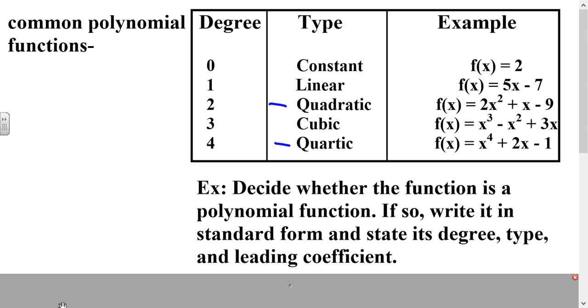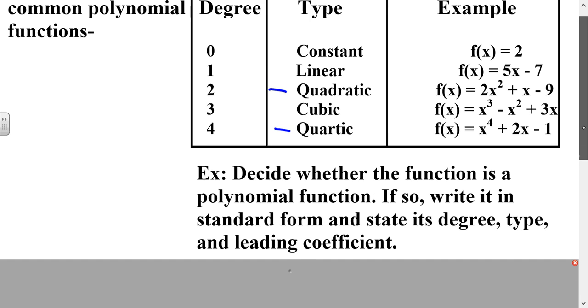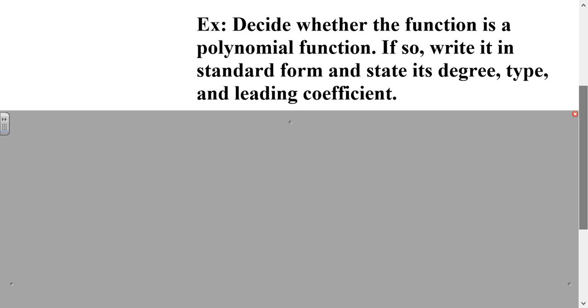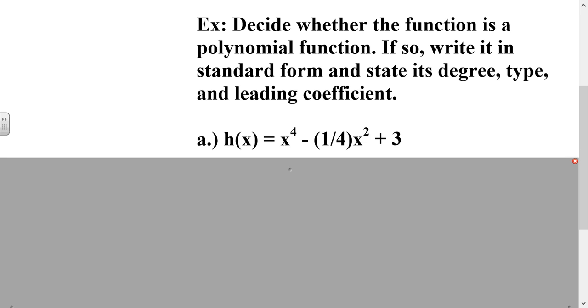Now we have a few examples, and I want you to decide whether the function is a polynomial function. And if it is, we're going to make sure it's written in standard form, and we're going to state the degree, the type, and the leading coefficient. The degree would be the highest exponent. The type would be one of these names: constant, linear, quadratic, cubic, or quartic. And then we're also going to identify the leading coefficient. Feel free to stop the video after you see the example and see if you can list them and get the right answers. So here's our function.